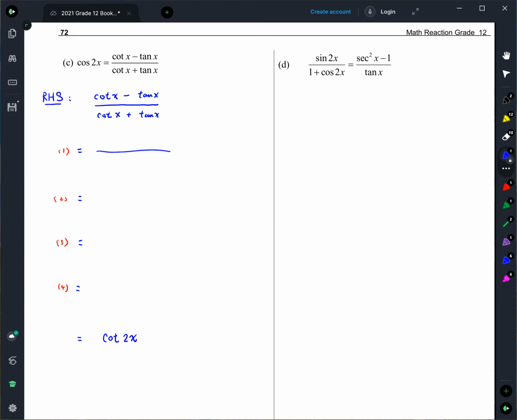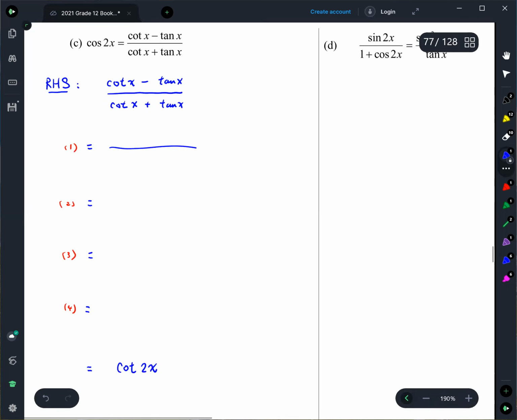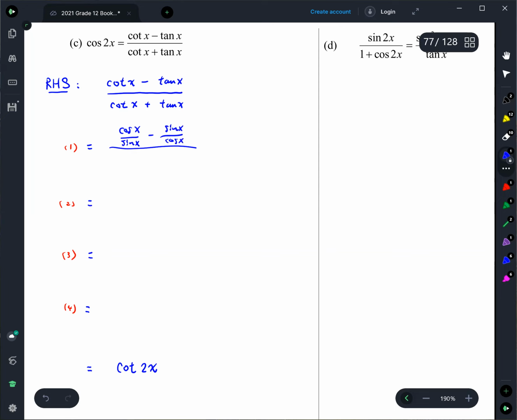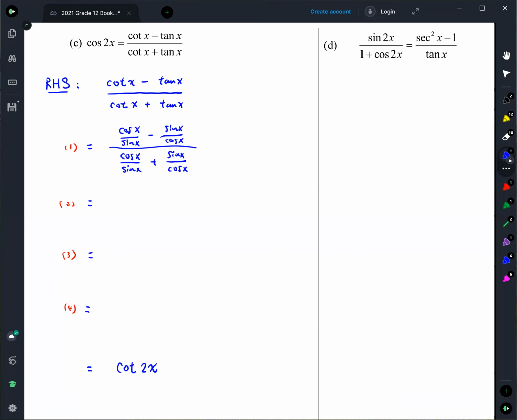Okay, Marcus, do you have the first step? I'm not sure if it's right though. I wrote cosine x over sine x minus sine x over cosine x, and then on the bottom it's the same thing, except it's plus. Okay, so it looks like everything is the same, except it's 1 minus and 1 plus.